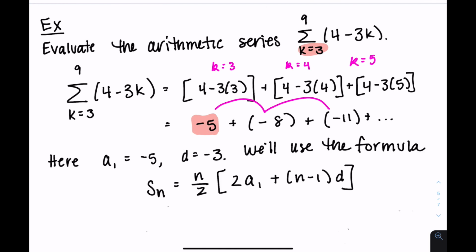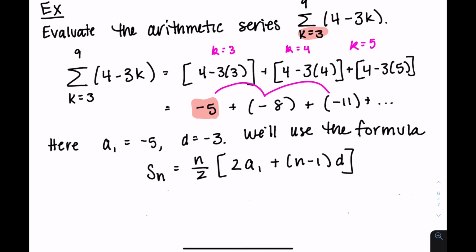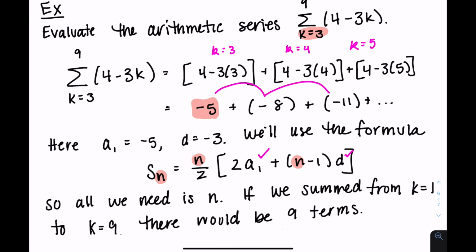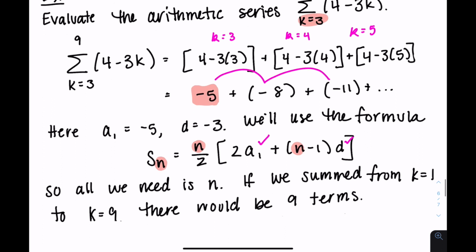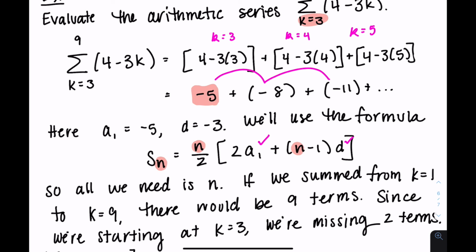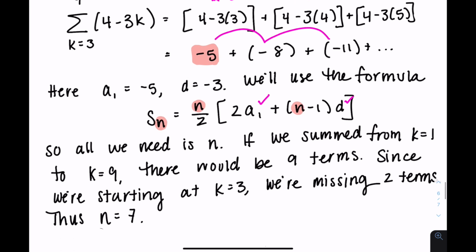So we're going to utilize that second formula because, again, that's going to be helpful when the index is something other than 1. The only tough thing we have to figure out is the value of n, because that's basically the number of terms we're dealing with here. I'm good on this piece and I'm good on this piece, so all we need is n. Now, if we summed from k equals 1 to 9, you would have 9 terms. That would be your value of n. But since we're starting at k equals 3, we're ultimately missing 2 terms, k equals 1 and k equals 2. So your value of n is 7.